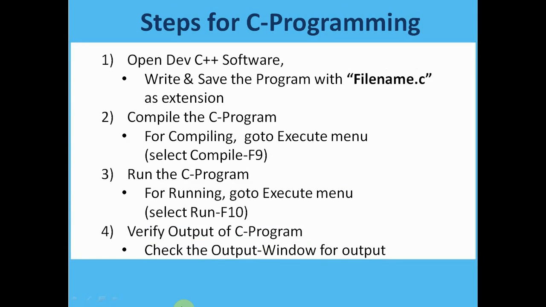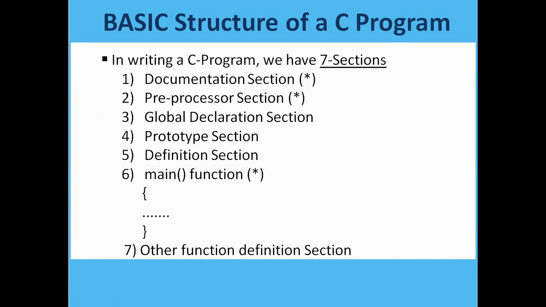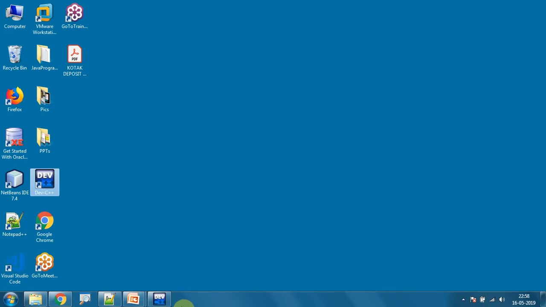So let's follow these 4 steps. Open Dev C++, write and save the C program. Step 2, compile the C program. Step 3, run the C program. And step 4, verify the output of the C program. We'll do all these 4 steps one by one, and then we'll go to the basic structure of a C program.